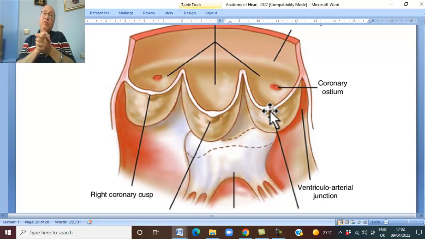These are the orifices and openings of the right and left ventricles. Thank you for good listening and good luck.